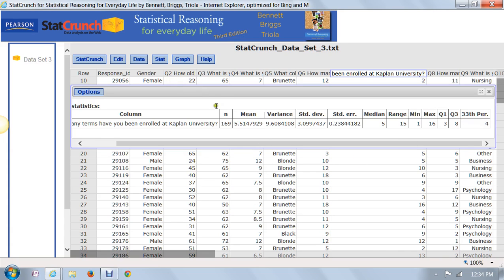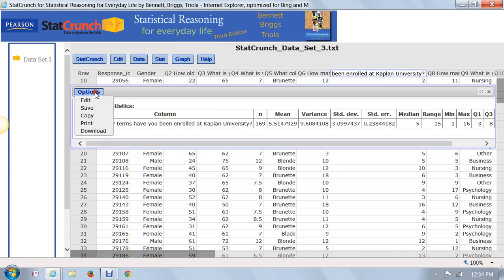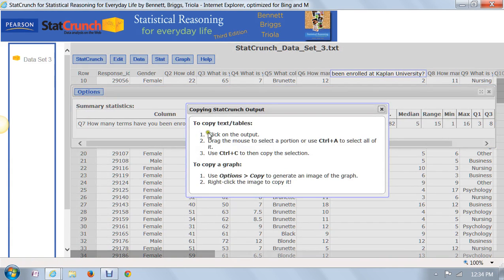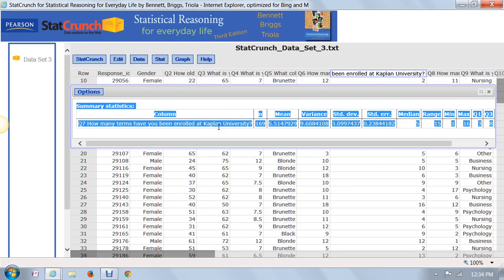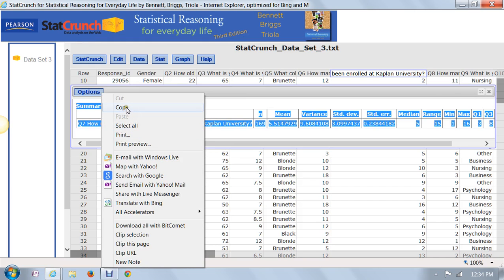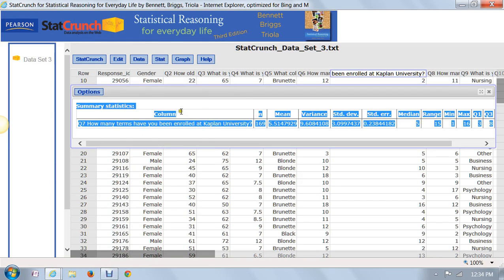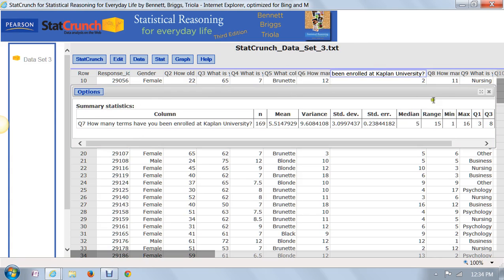Now let's go back. Oh, by the way, you can go to options here, and you can copy this. Click on the output, hit Control A. So you click on this, go back and hit Control A. And then you right click and you copy it, and then once you do that, you can paste it into a Word document like your midterm.